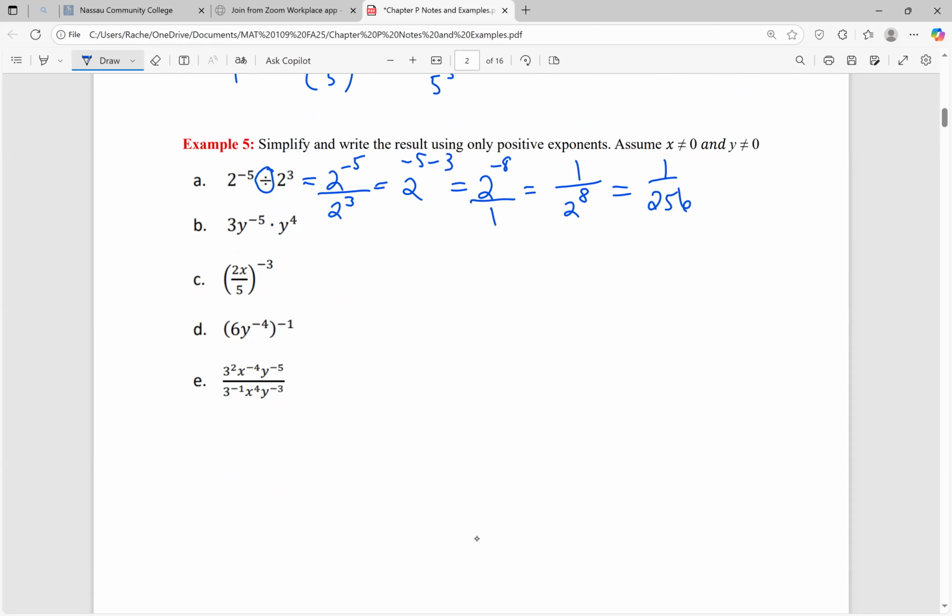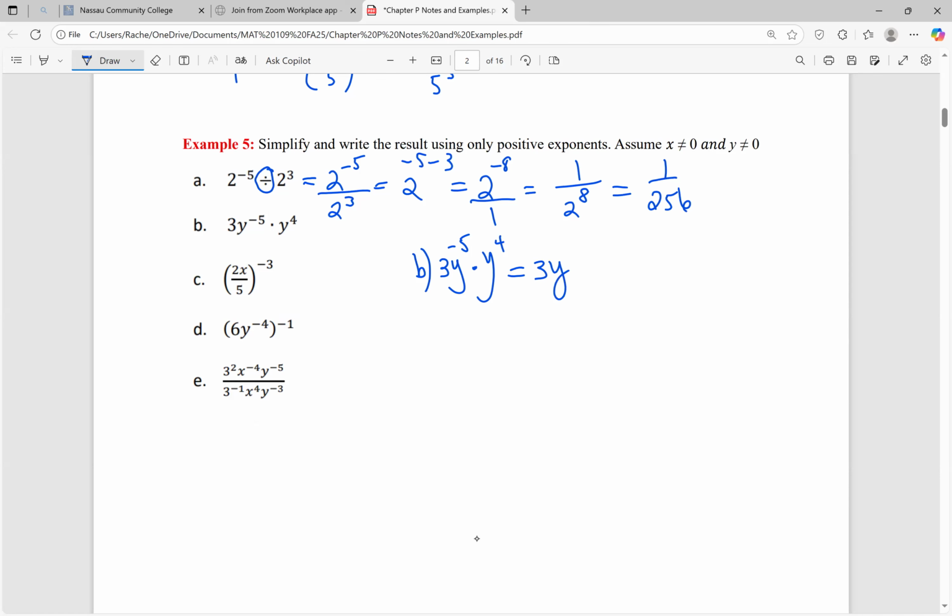So now let's look at B. So I'll do B over here. So for B, I have 3y to the negative fifth times y to the fourth. So I'm going to multiply the y terms, right? So we still have 3 as part of this product, but now I could take y to the negative 5 times y to the 4.